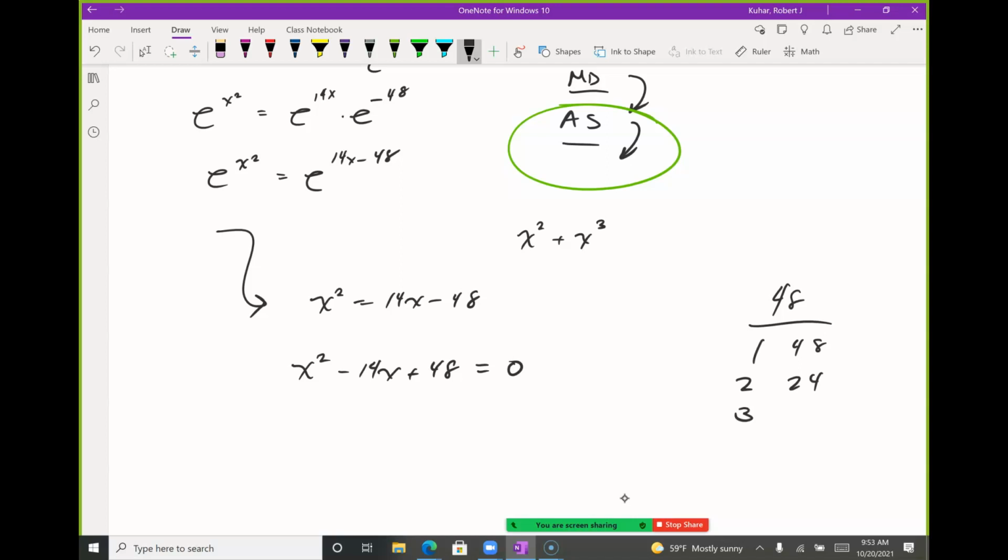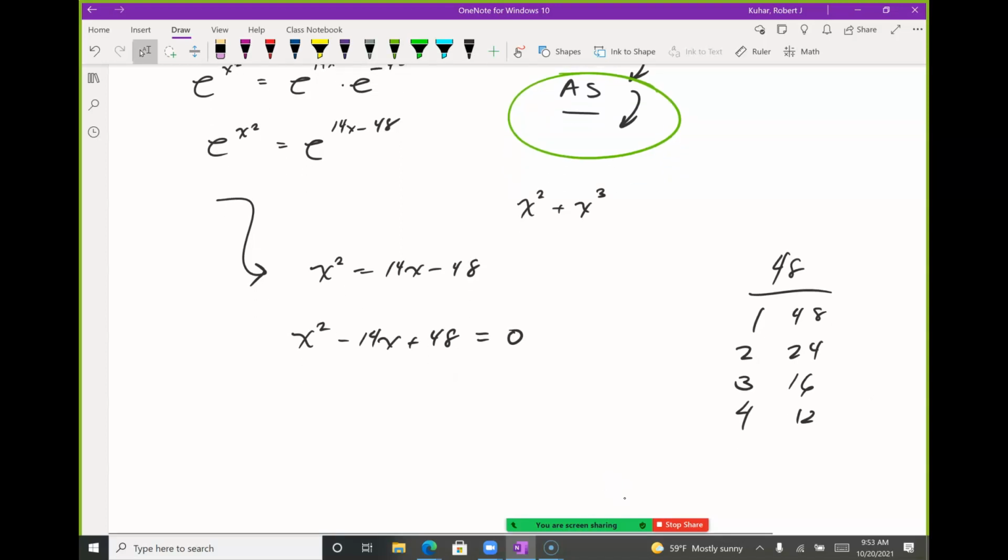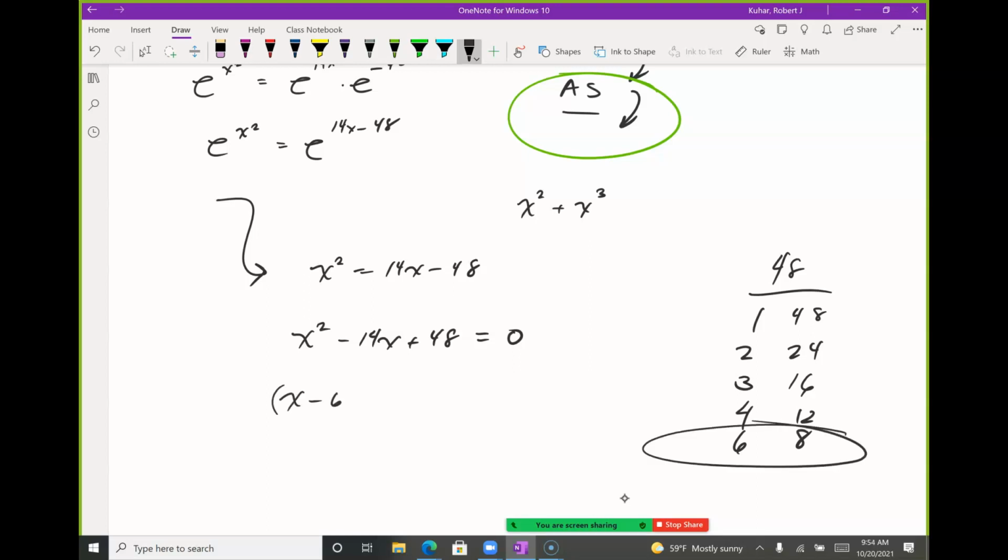Three and 16. Yep. 4 and 12. 5 doesn't go in. 6 and 8. There it is, right? So I know I've got x minus 6, x minus 8 equals 0.